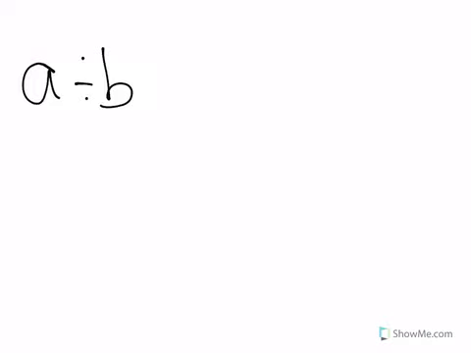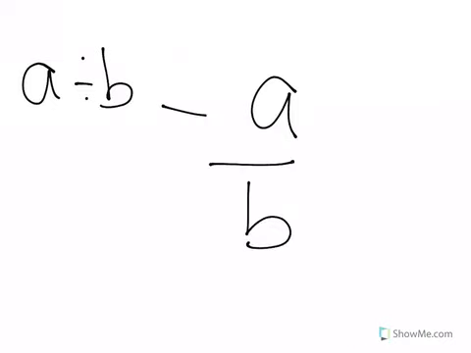Okay, can we write a divided by b without using the division symbol? Sure we can. The dividend is the numerator, the divisor is the denominator, and we have that written as a fraction. These are the same thing. A divided by b, this is a over b, or a divided by b.